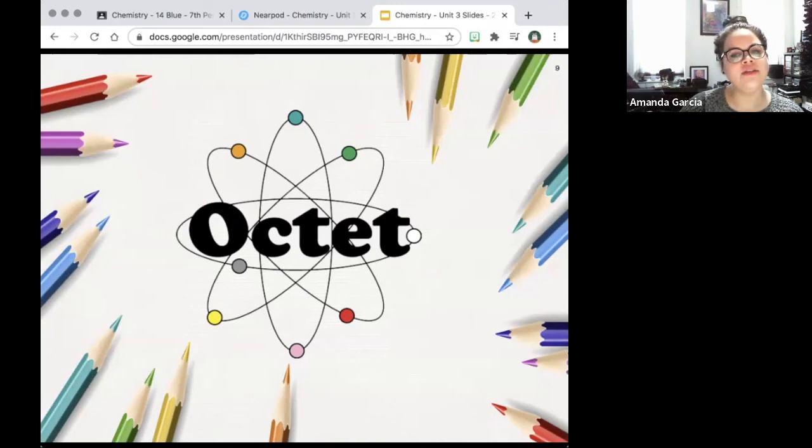There are some that don't really work that well together, because what if you have 2 atoms that both want to gain? What if you have 2 atoms that both want to lose? Those are going to be different types of chemical bonds, which we'll start looking at closer tomorrow.